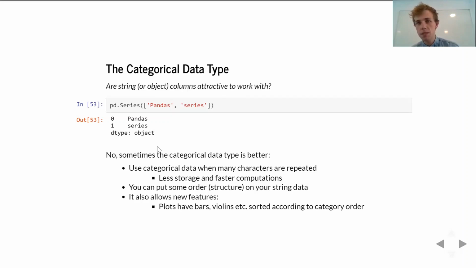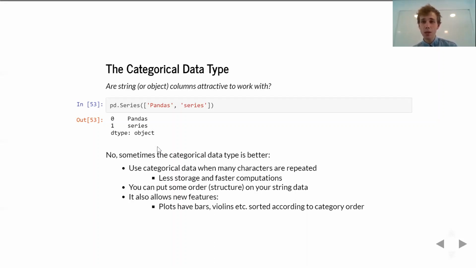No, at least sometimes categorical data is better, and that's in particular the case when we have large sets or long series in Pandas of strings that contain many characters. Then if we convert these observations to categories based on their string content, it requires less storage and it allows us to make faster computations.